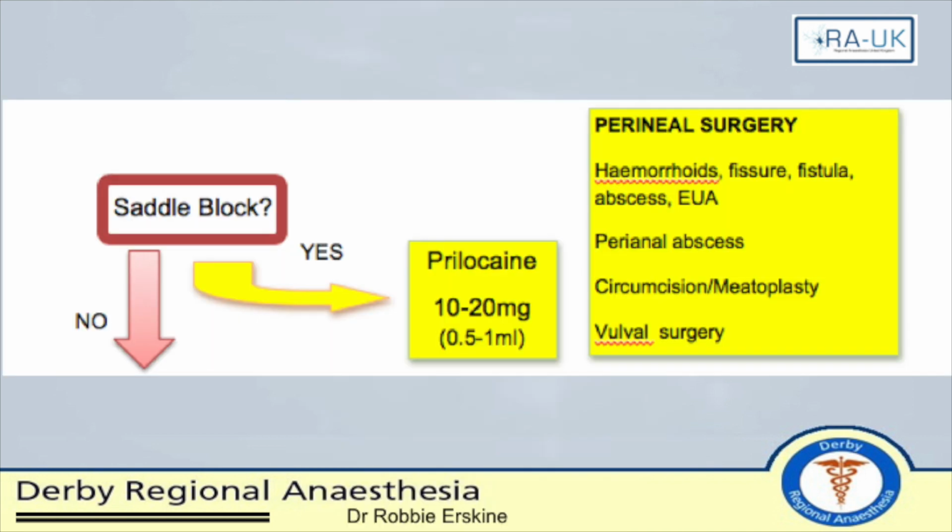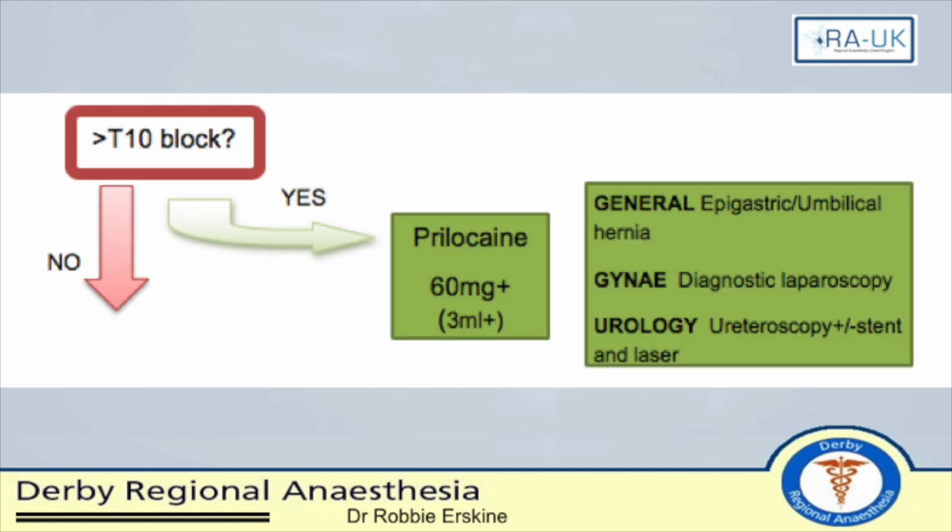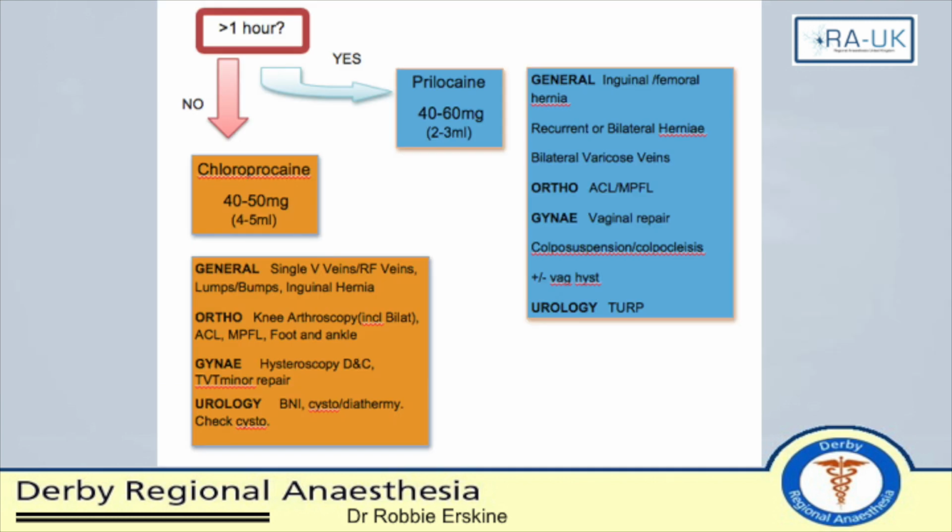So the initial question is, do you want a saddle block? In which case, use a small dose of prilocaine, and the patient can be ambulatory very soon afterwards. Extremely effective. If you want a block above T10, use a good dose of prilocaine, using its hyperbaric nature to achieve what you want to achieve. If you don't want a block above T10, it comes down to how long it's going to take. And I would say an hour is a pretty good way of dividing the two drugs. So if it's greater than an hour, I'd choose prilocaine. And if it's less than an hour, I'd choose chloroprocaine. And this is the sort of decision that we're making every single day.